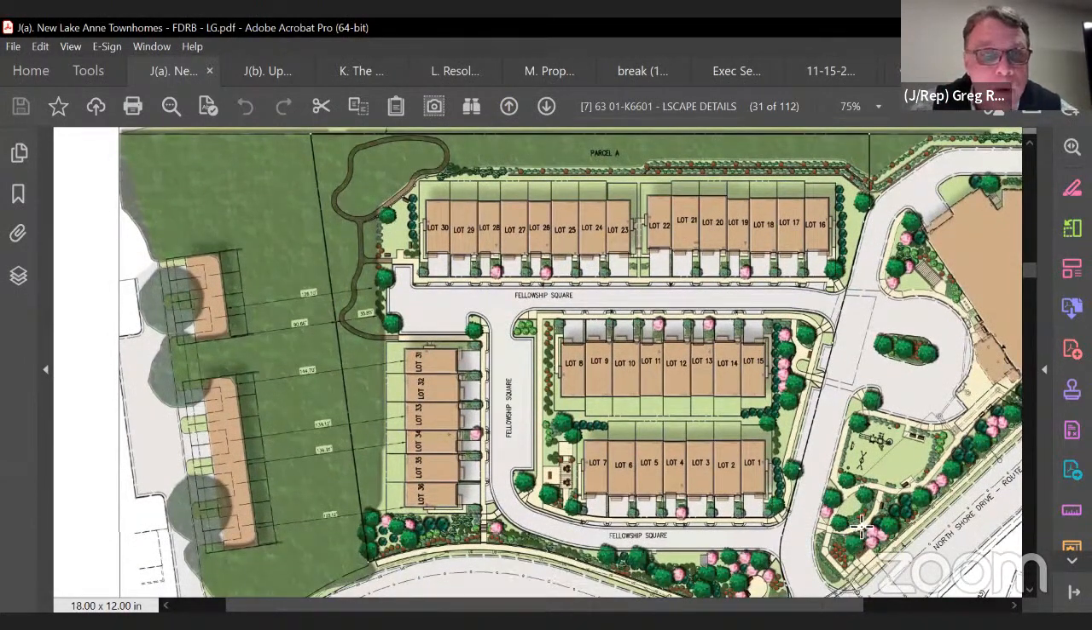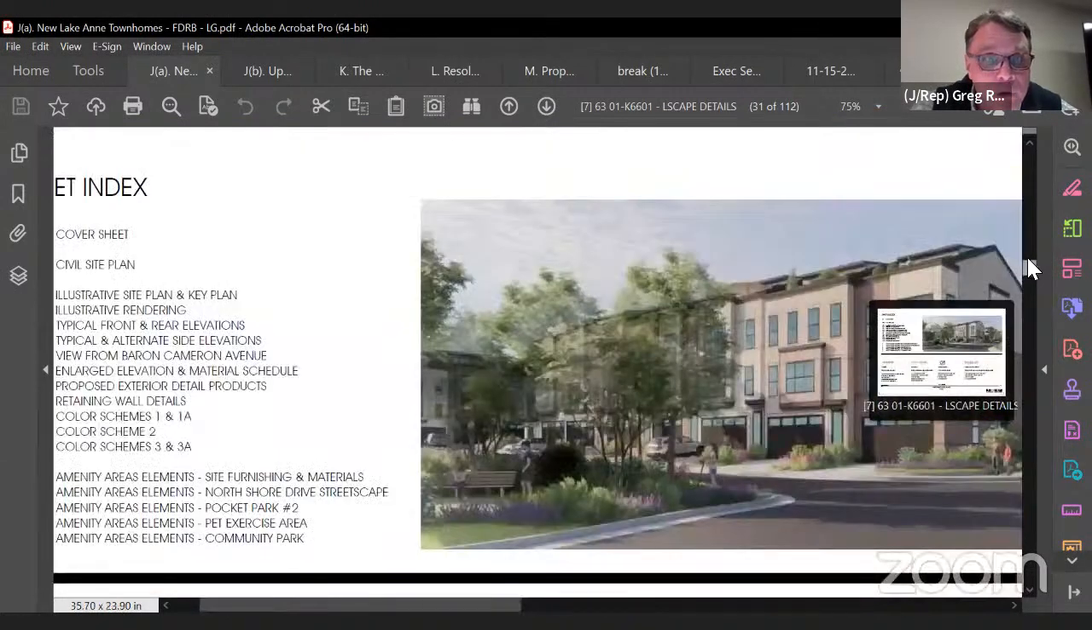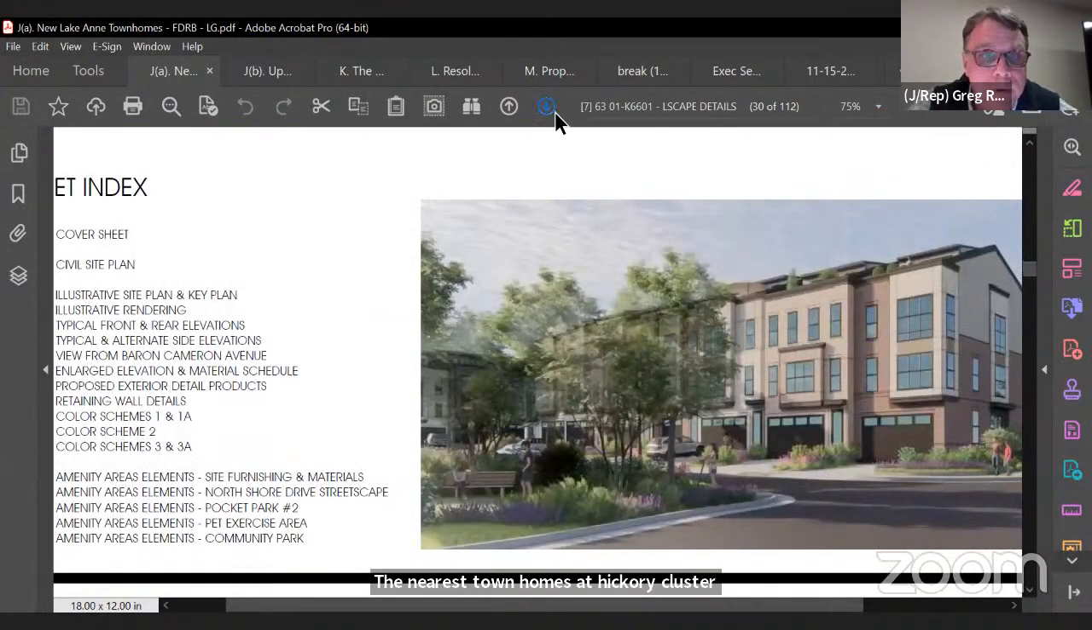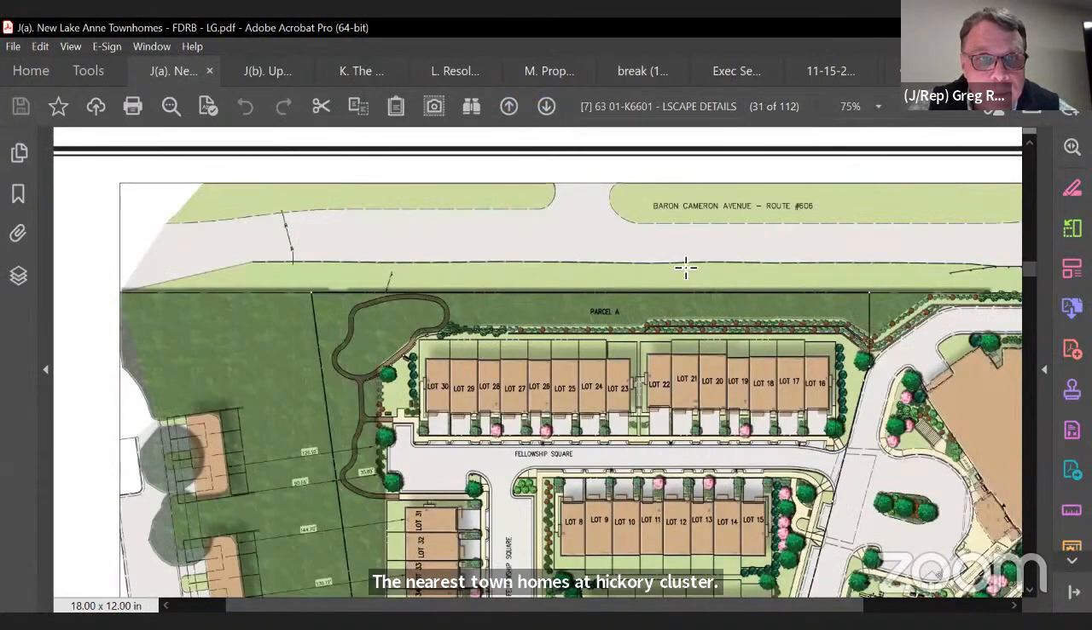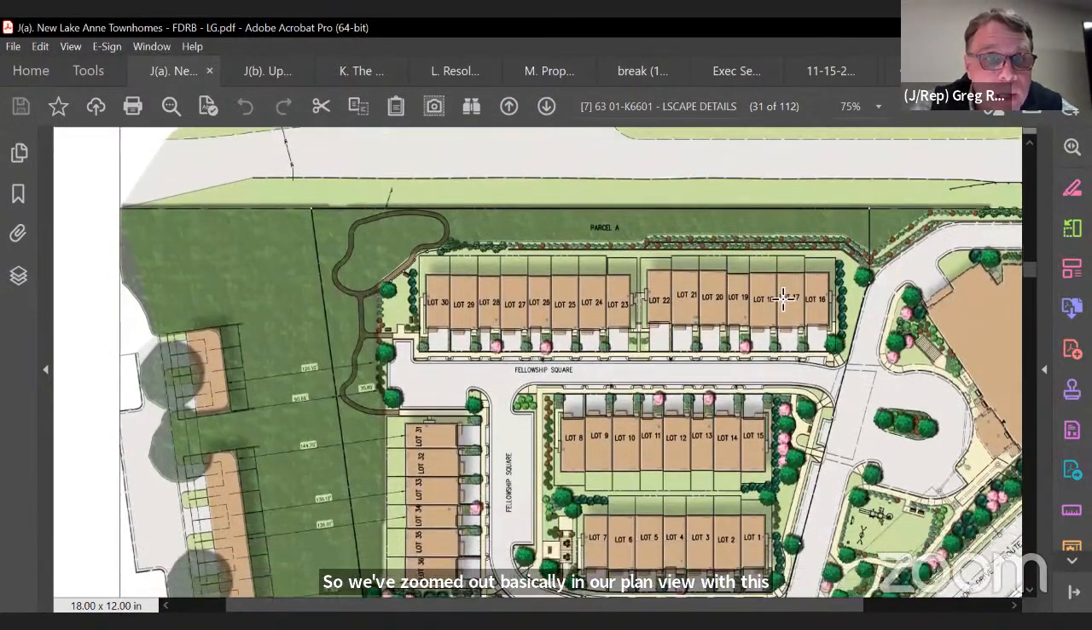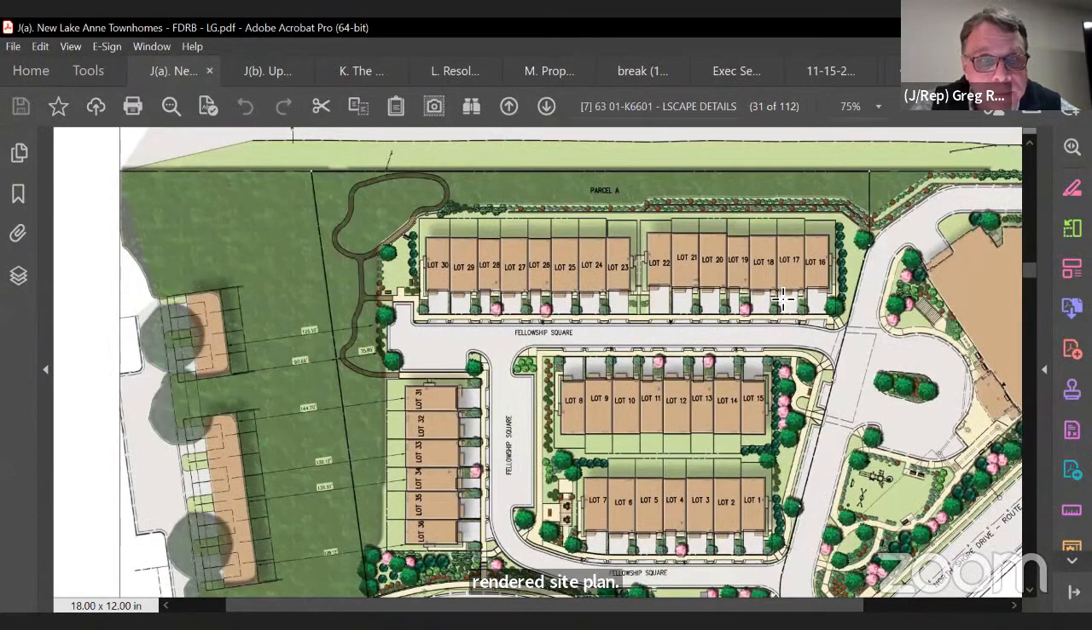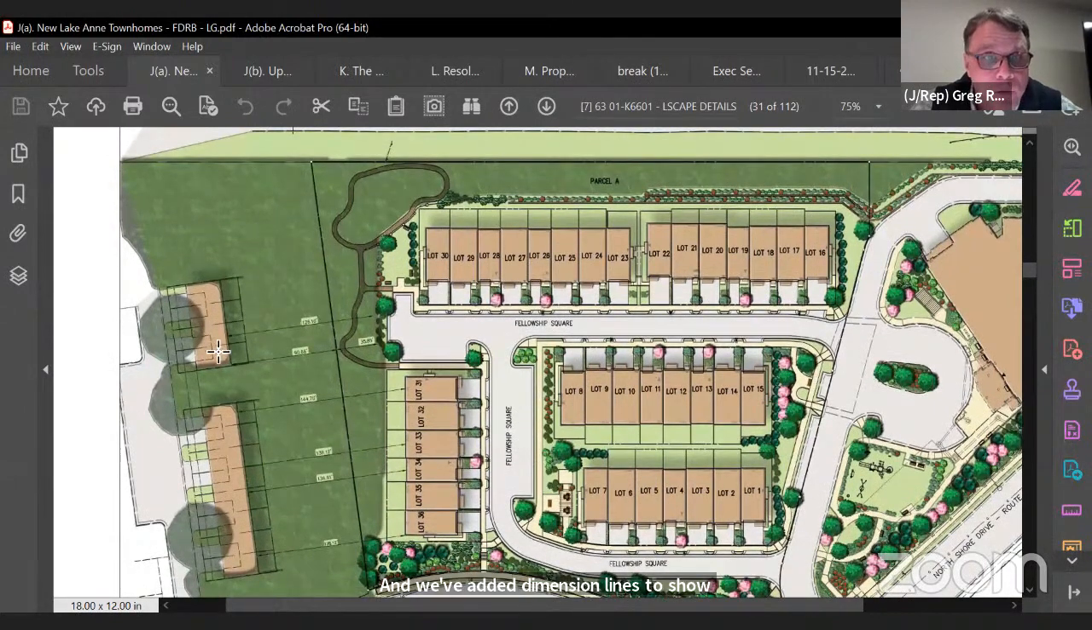This has to do with showing the area between our community, especially lots 31 through 36, and the nearest townhomes at Hickory Cluster. So we've zoomed out basically in our plan view with this rendered site plan, and we've added dimension lines to show the width of that treed buffer, existing trees to remain, to show that it's a pretty sizable tree save area that exists between us and Hickory Cluster.